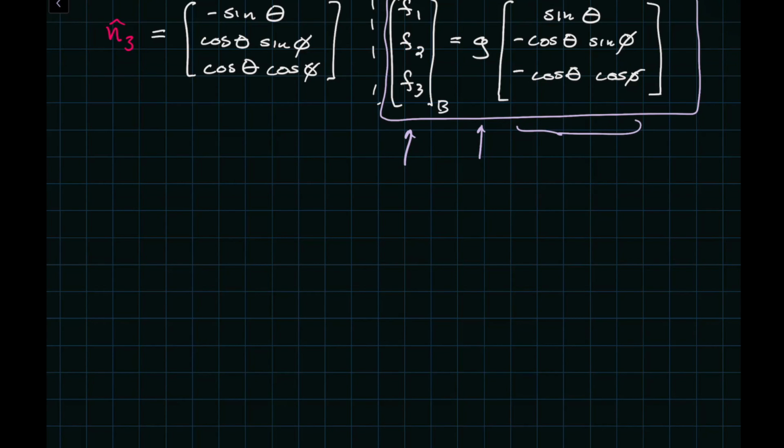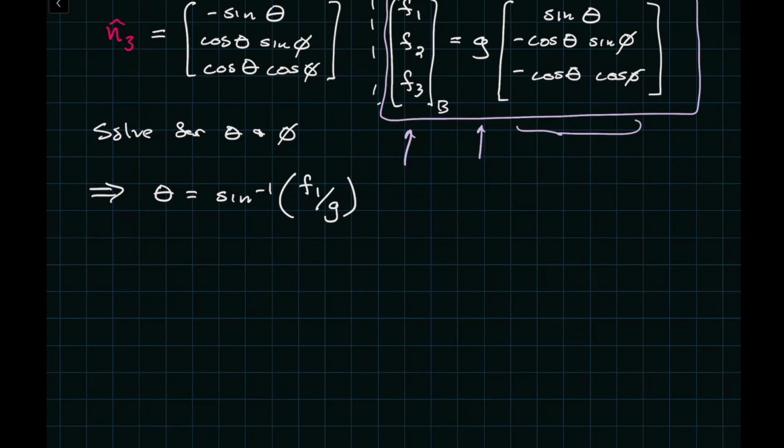So an accelerometer can help you determine pitch and roll. Solve for pitch and roll. Pitch is the easier one. Pitch is inverse sine of F1 over G. And then if we have that, roll is inverse sine of negative F2 over G cosine theta.